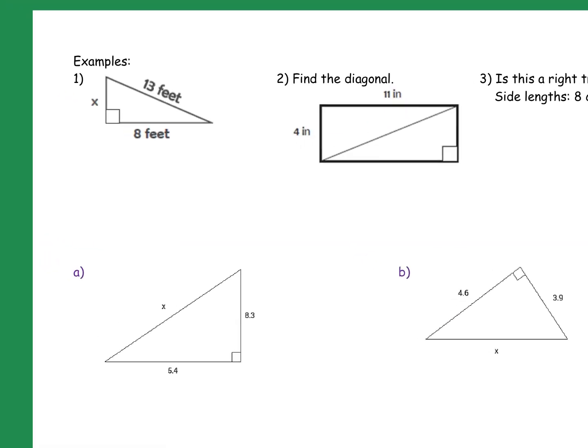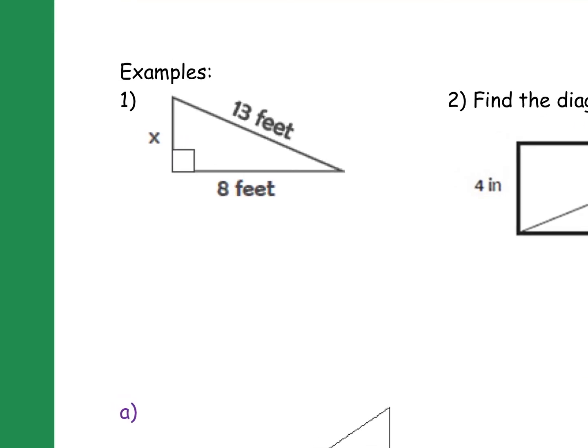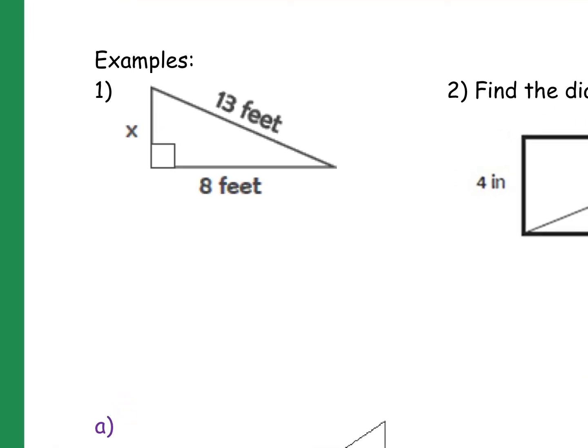So here we go. We have a few examples. So the first one, it just says find the missing side, right? So the first thing I need to do is identify my hypotenuse. Which one is the hypotenuse? X, 8, or 13? 13 is my hypotenuse, right? I'm going to look at my right angle sign, and it draws an arrow towards the hypotenuse. So this is my hypotenuse. This is a leg, and this is a leg. So x squared plus 8 squared equals 13 squared. And now I'm going to solve for it.